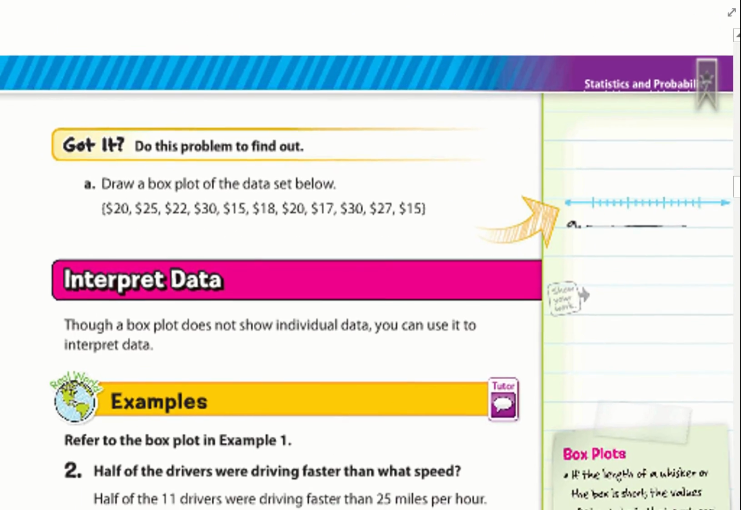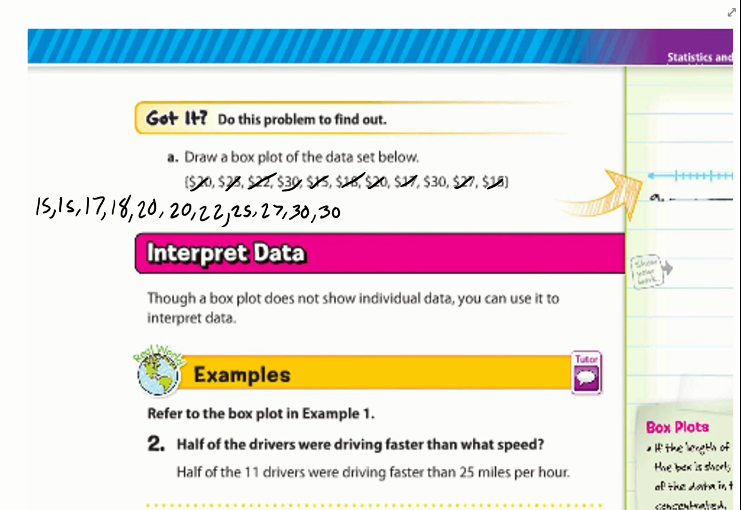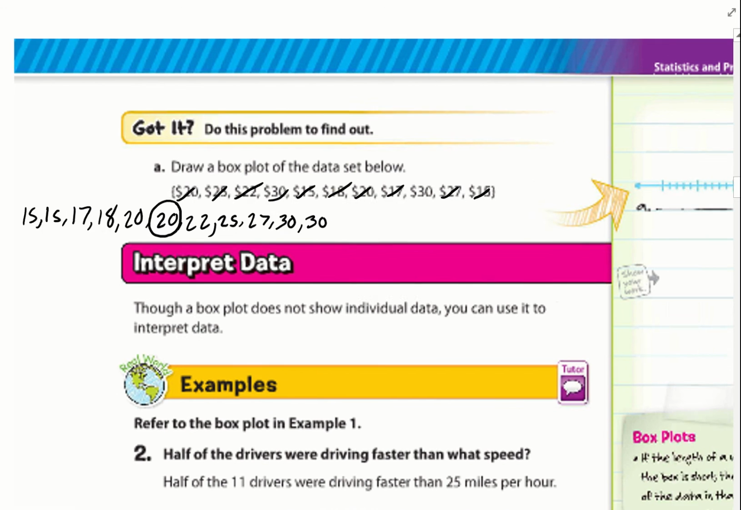So we're going to go ahead and try A. First I'm going to order this from least to greatest. Now I have this from least to greatest, I'm going to find my median. So 1, 2, 3, 4, 5, 6, 7, 8, 9, 10, 11. My sixth one, 1, 2, 3, 4, 5, 6, is 20. So I should have 5 on the left and 5 on the right, which I do.